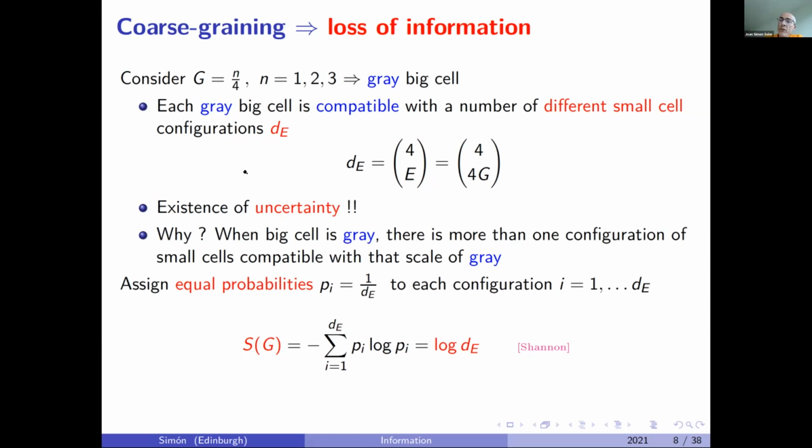So from the perspective of Shannon's description of the system, which is a much more abstract one, you would say, well, what is happening is that there is a subset of configurations which is defined by the number of black cells.